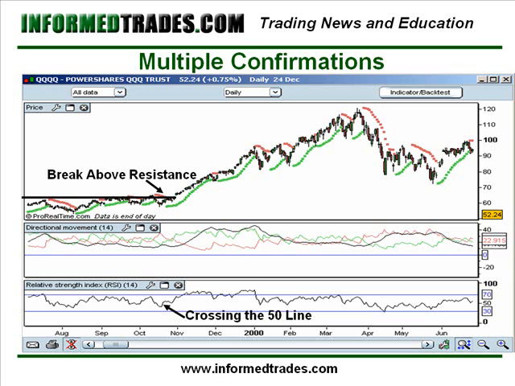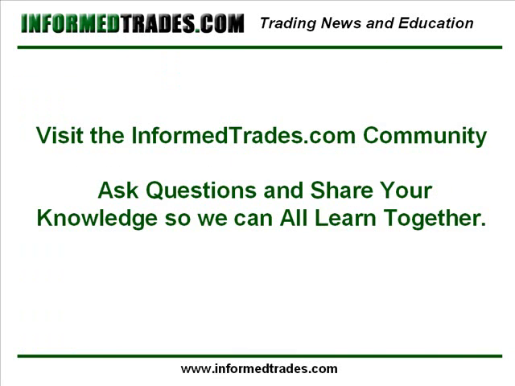So if we got long there, then the Parabolic SAR would have given us a nice run up before getting us out on a touch of the Parabolic SAR, which we should have been trailing our stop up each day with each one of those green dots as they formed. Okay, so that's the general idea there with the Parabolic SAR.